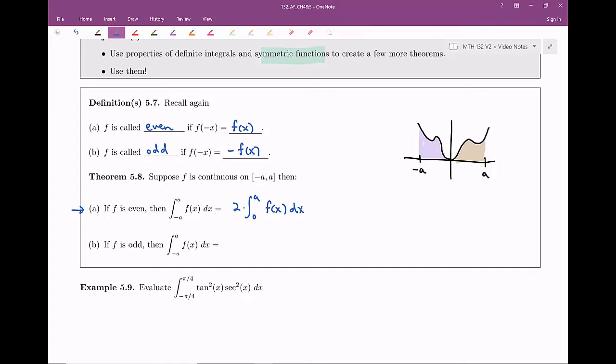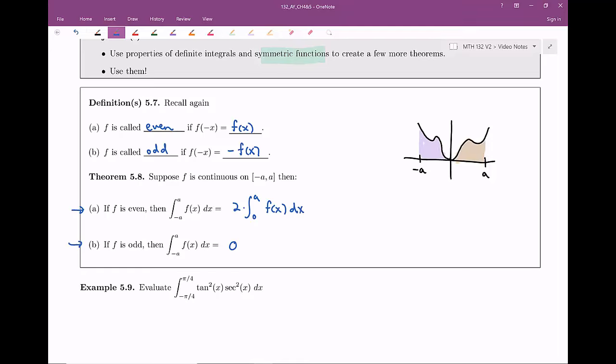But the second one here is much more powerful. If f is some odd function, and we're integrating from negative a to a, for an odd function, this is just equal to 0. This will allow us to evaluate some integrals that we normally wouldn't be able to evaluate, because of this property: if you have an odd function, this integral from negative a to a of f of x dx will be equal to 0.